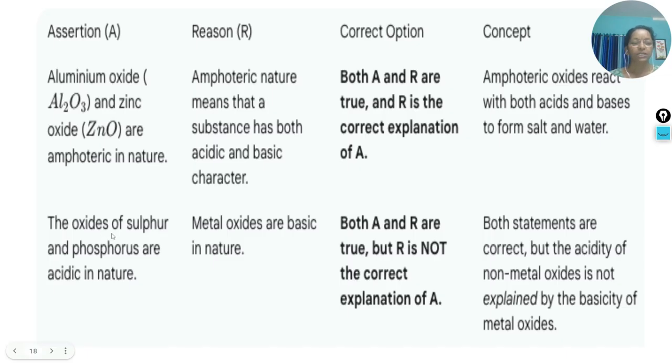Next is the oxides of sulfur and phosphorus are acidic in nature. That we discussed already. Metal oxides are basic. A is correct, R is also correct, but R is not the correct explanation of A. Both A and R are true, but R is not the correct explanation of A. Metal oxides are basic in nature. That is the correct answer, right?